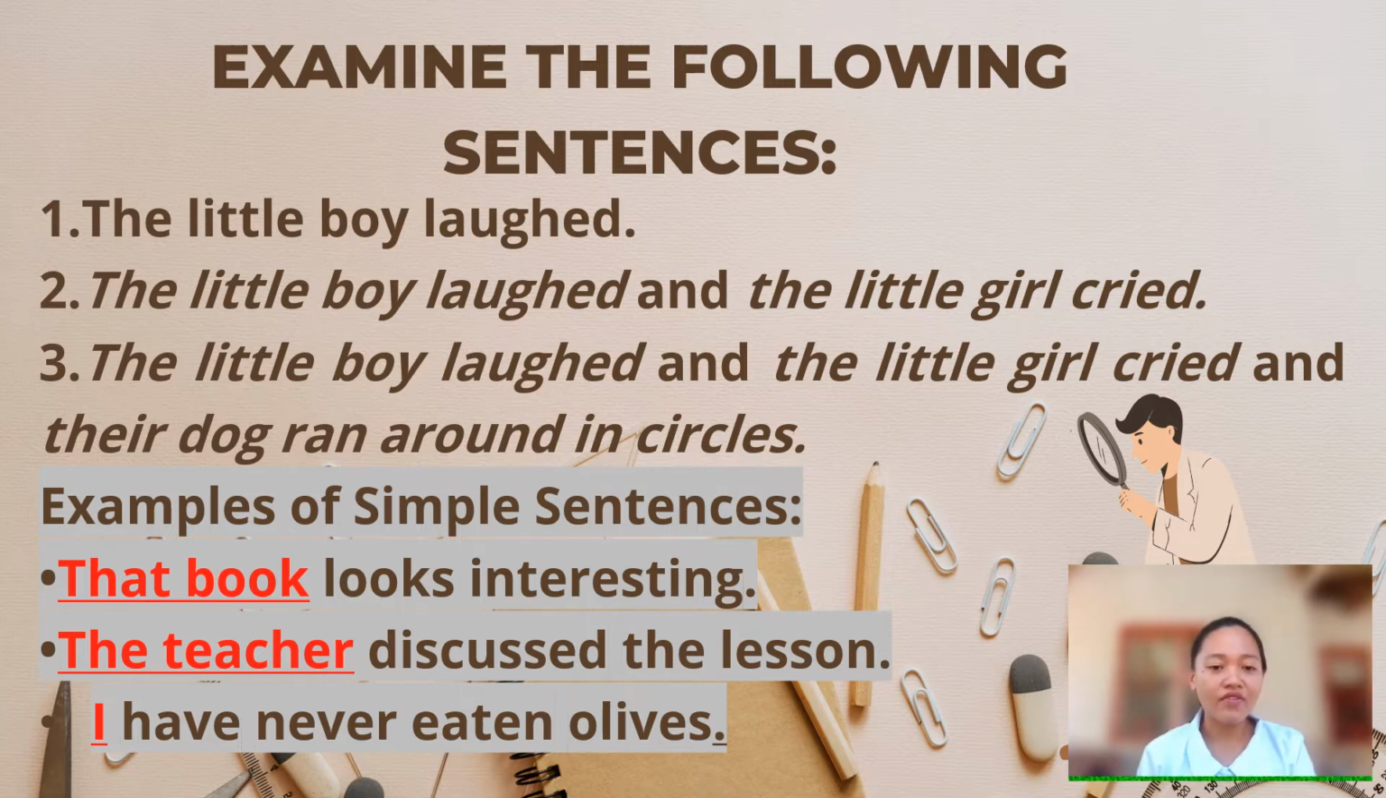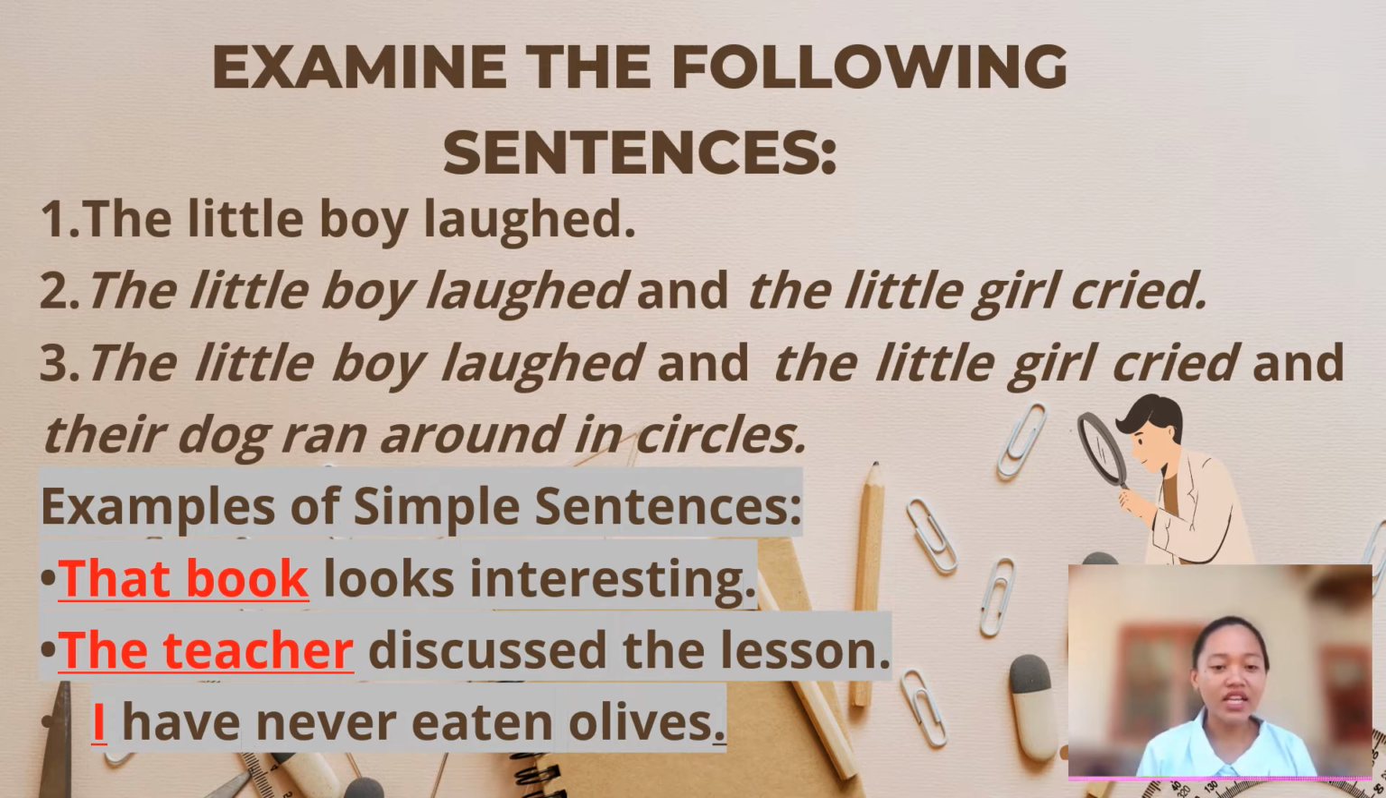So let us have some more examples of simple sentences. First we have, that book looks interesting. The second one, the teacher discussed the lesson. And lastly, I have never eaten olives. As you can see there, each contains only one subject and one verb phrase. So am I right? Let us try to check.